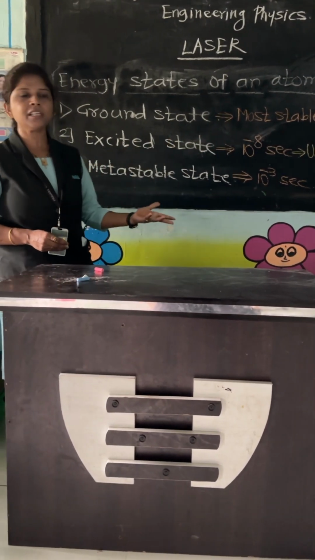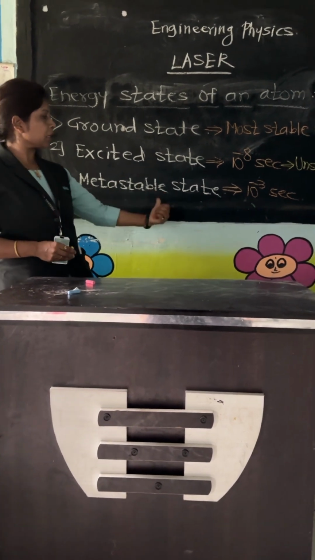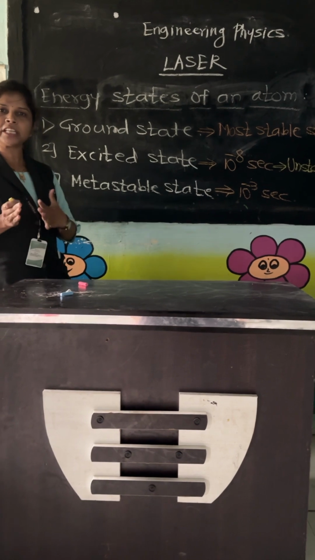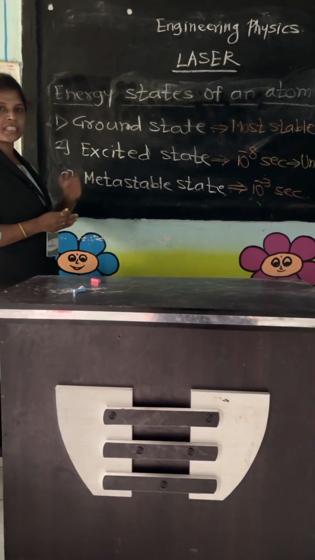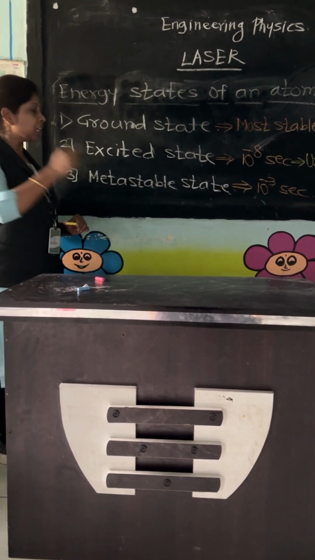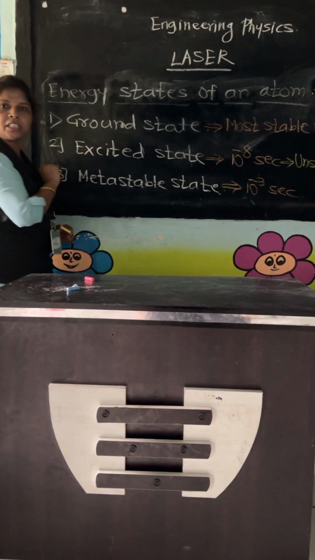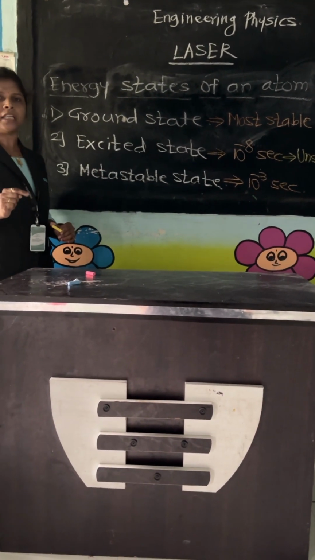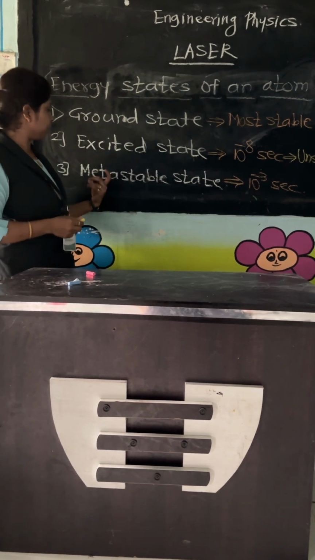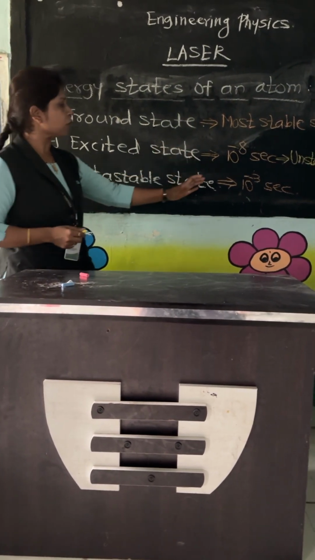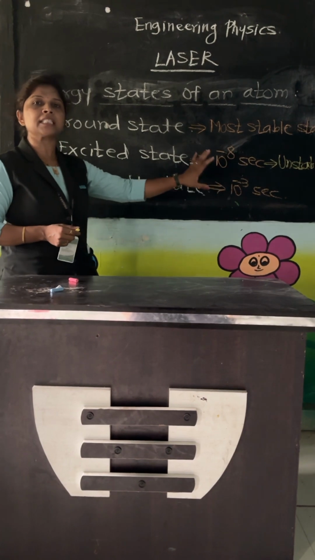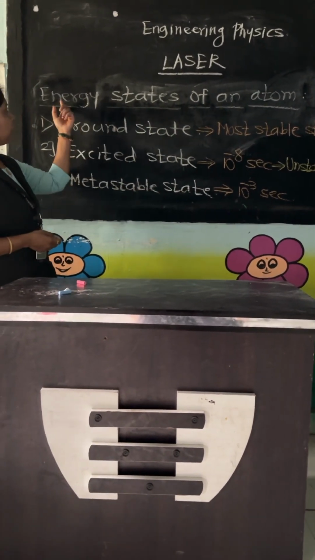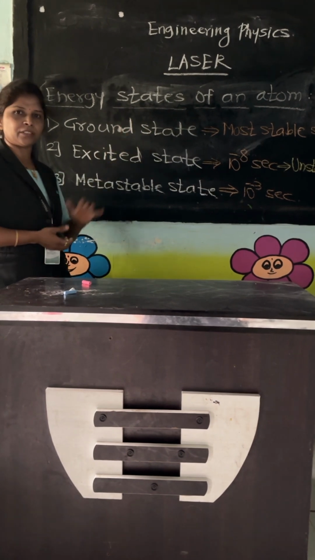And the last one is the metastable state. The metastable state is an intermediate state in between the ground state and the excited state. It is neither as stable as the ground state nor as unstable as the excited state. That means any atom can remain in this metastable state for 10 raised to minus 3 seconds. In this way, here we learn about the energy states of an atom.